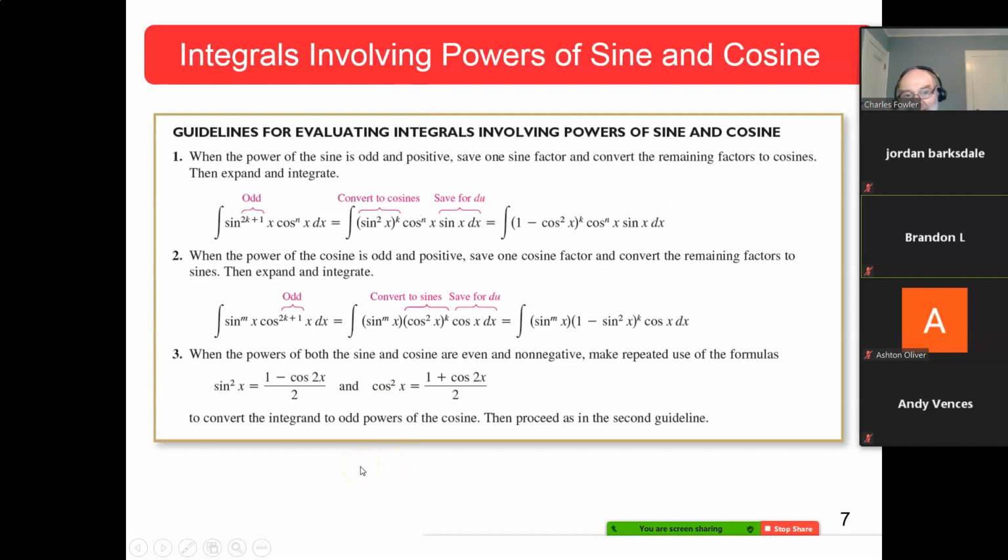So what you do then, make repeated use of those formulas, breaking them down from an even power to one less, an even power to one less, and keep doing that until you get down. And when you finally get it to an odd power of cosine, which only takes one time, then you go back up here and do that. Because now you have an odd cosine. These are always going to be cosine, never sines. So you go back to this one. Now that's a lot of blah, blah, blah. When you're actually doing them, hopefully you'll see it makes more sense.